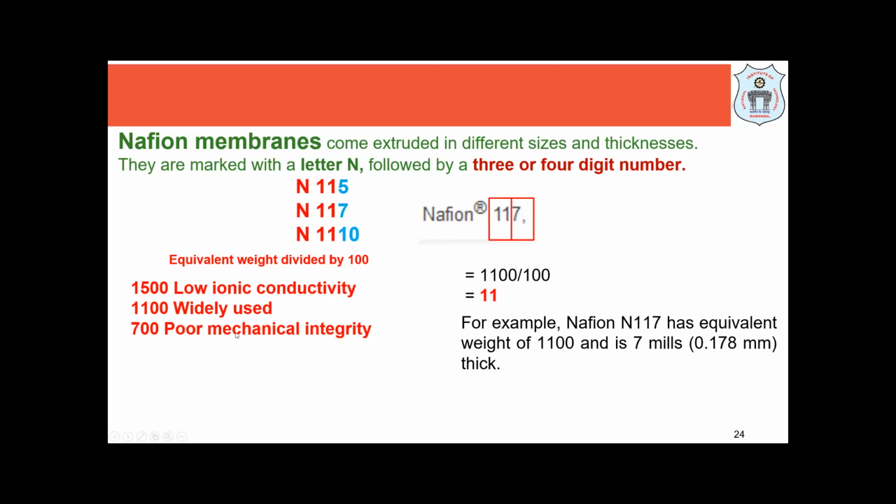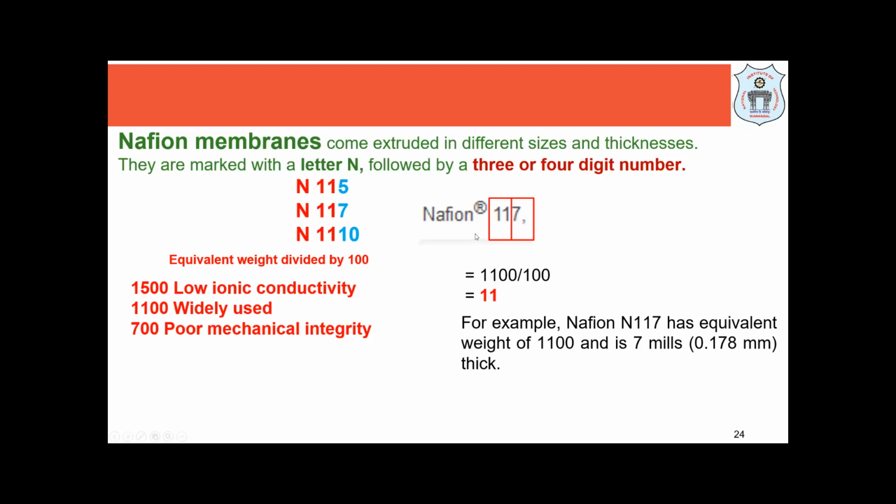If the equivalent weight is 700, it is going to be 700 divided by 100, which is 7, right? So instead of 2 digits, we are going to have only 1 digit there. And if it is 1100, 1100 divided by 100 is 11. If it is 1500, you are going to have 15 as the first 2 digits. Understood? What do the first 2 digits in this Nafion membrane represent?